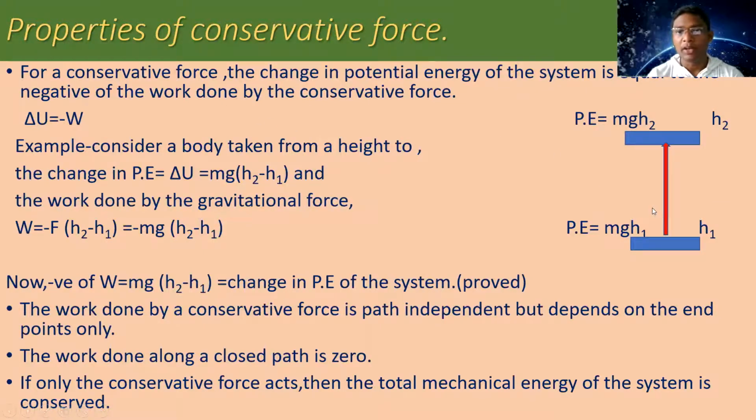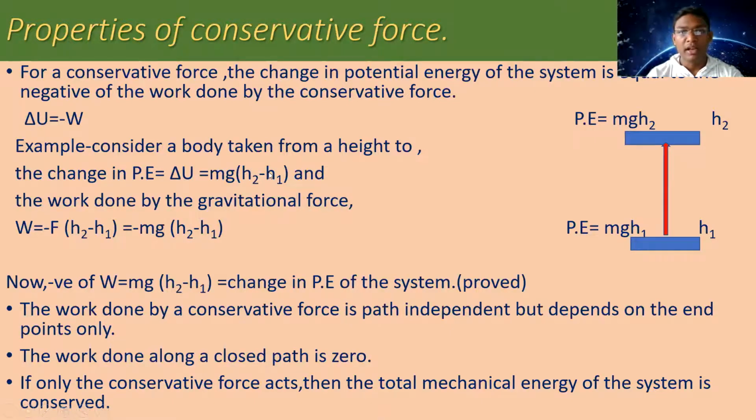I've got a body here which is initially at a height h1, and I have taken this body to a height of h2. In this diagram you can see. The initial potential energy of the body was mgh1, and the final potential energy is mgh2. So what is the change in potential energy of the body? It is mg(h2 minus h1), obviously.